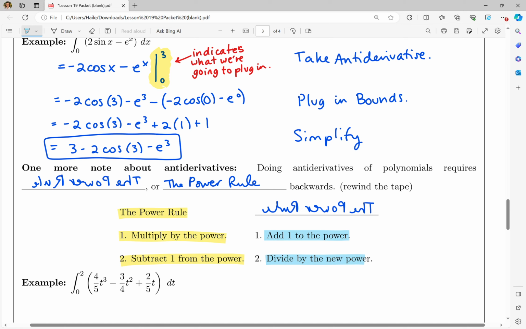We said multiply and divide are opposites, add and subtract are opposites. And not only that, but I'm doing them in the opposite order. So this is literally the power rule. If we had it on cassette and we rewound it, it would be the backwards power rule. Okay? So let's look at a quick example.